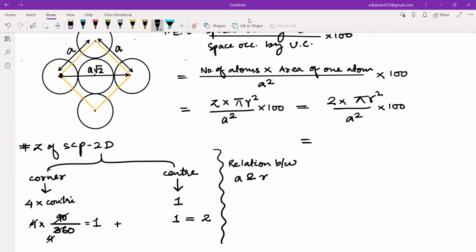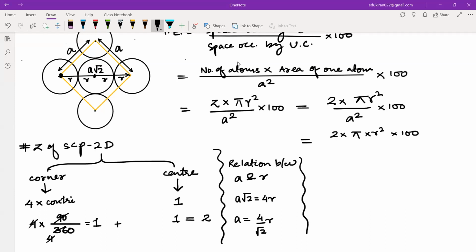A root 2. And we know that this length will be R. Then again, this length will be R, because this is the center, radius. This again will be a radius. And you can see what is the relation. The relation is A root 2 is equal to 4r, and you can write A is equal to 4 by root 2 r, and then we can substitute this value here. So I will write 2 into pi into r square into 100 divided by A, which is 4 by root 2, so 4 square root 2 square r square.